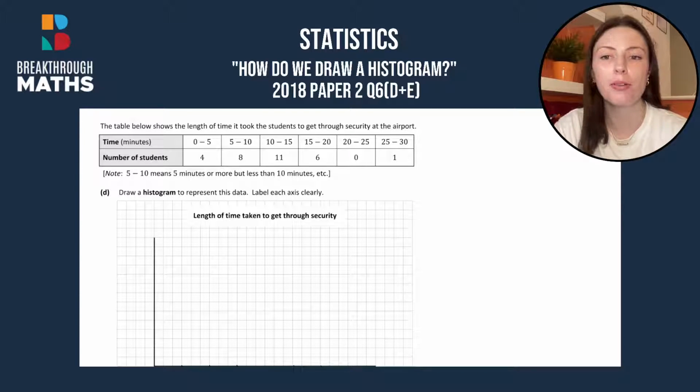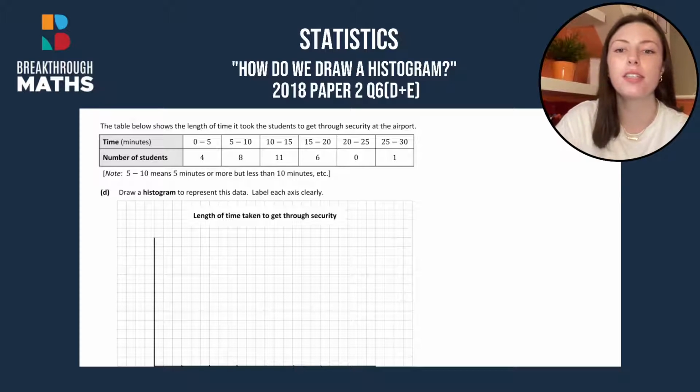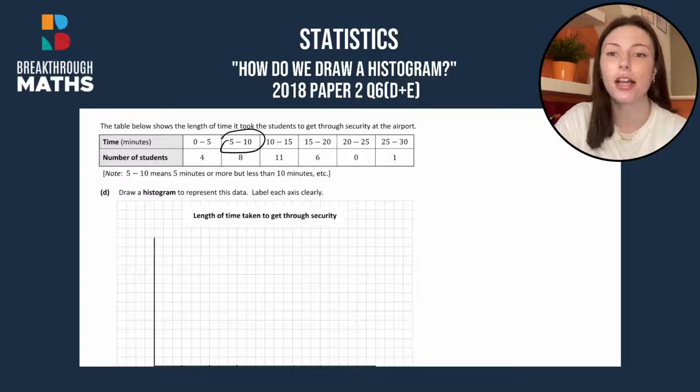We're told a table below shows the length of time it took the students to get through security at the airport. We're told that 5 to 10 means 5 minutes or more, but less than 10 minutes. So for example, the 5 to 10 bracket here includes 5, 6, 7, 8, and 9, but not 10 minutes. 10 minutes is included in the next column. So with this information, we have to draw a histogram to represent the data, labeling each axis clearly.